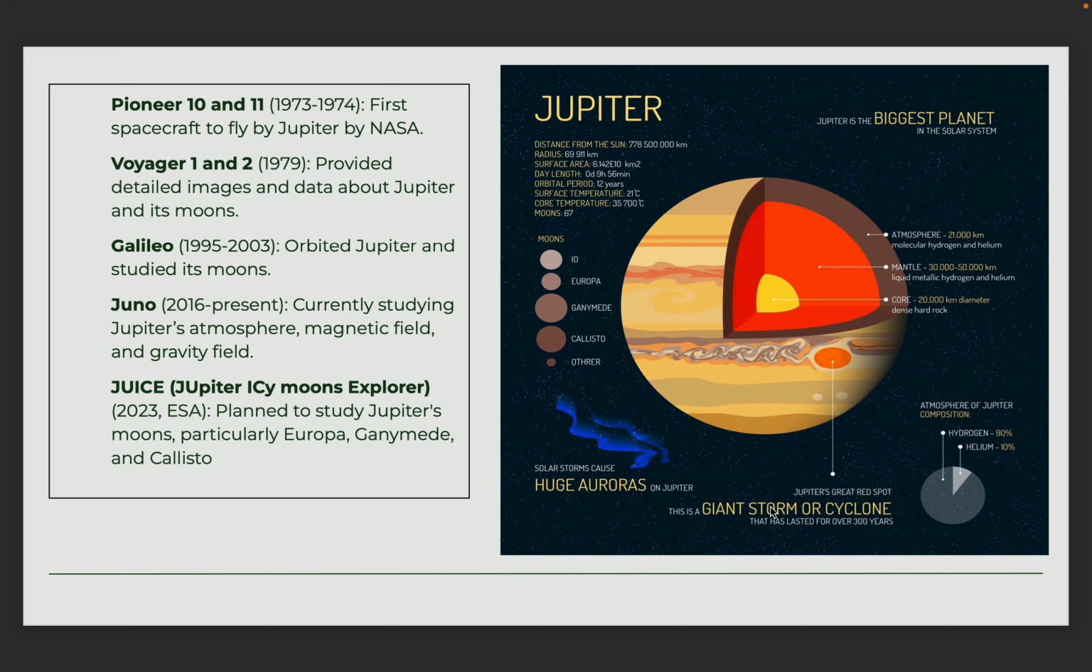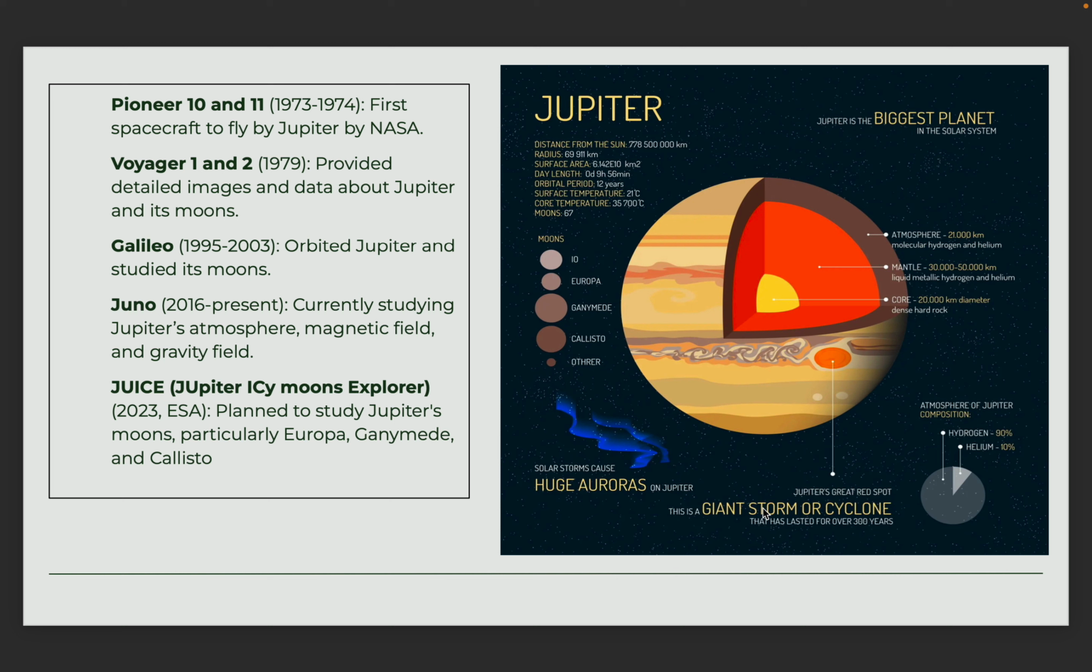Jupiter's Great Red Spot is a giant storm or cyclone that has lasted over 300 years from now. Jupiter's atmosphere is made of helium and hydrogen, about 90% hydrogen and 10% helium.